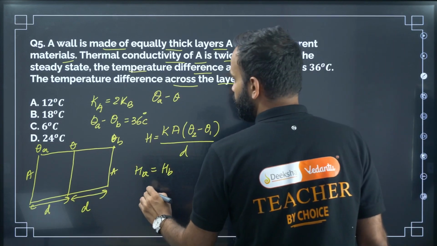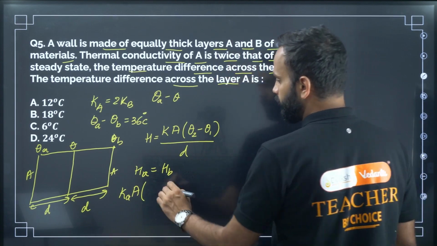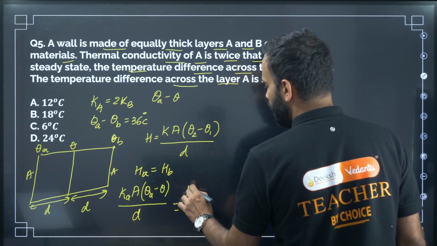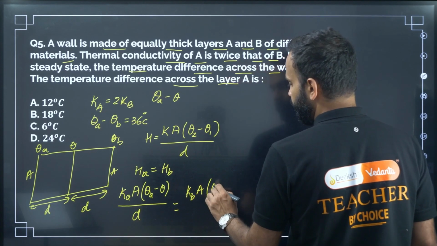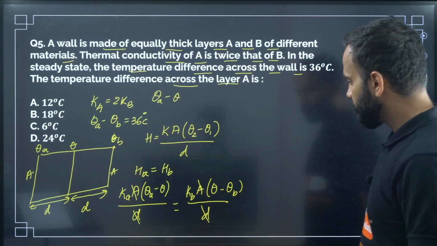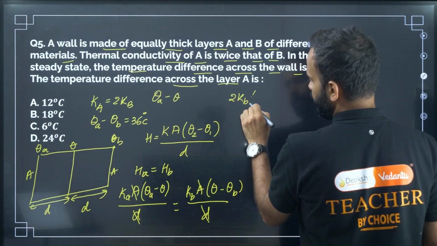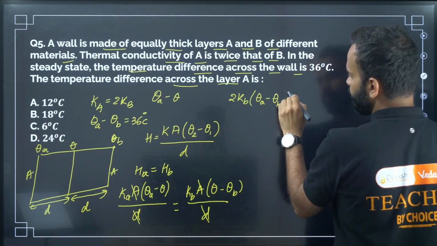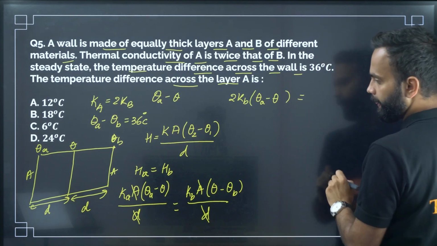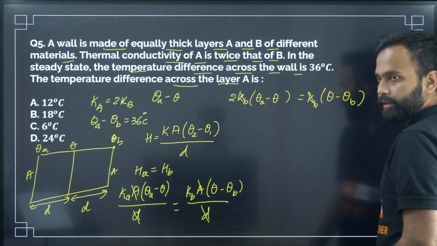So what is HA? KA into A into (theta A minus theta) divided by D is equal to KB into A into (theta minus theta B) divided by D. So A by D will get cancelled, right? Now KA equal to 2 times KB, right? So now 2 times KB into (theta A minus theta) is equal to KB into (theta minus theta B). So now KB will get cancelled, right?